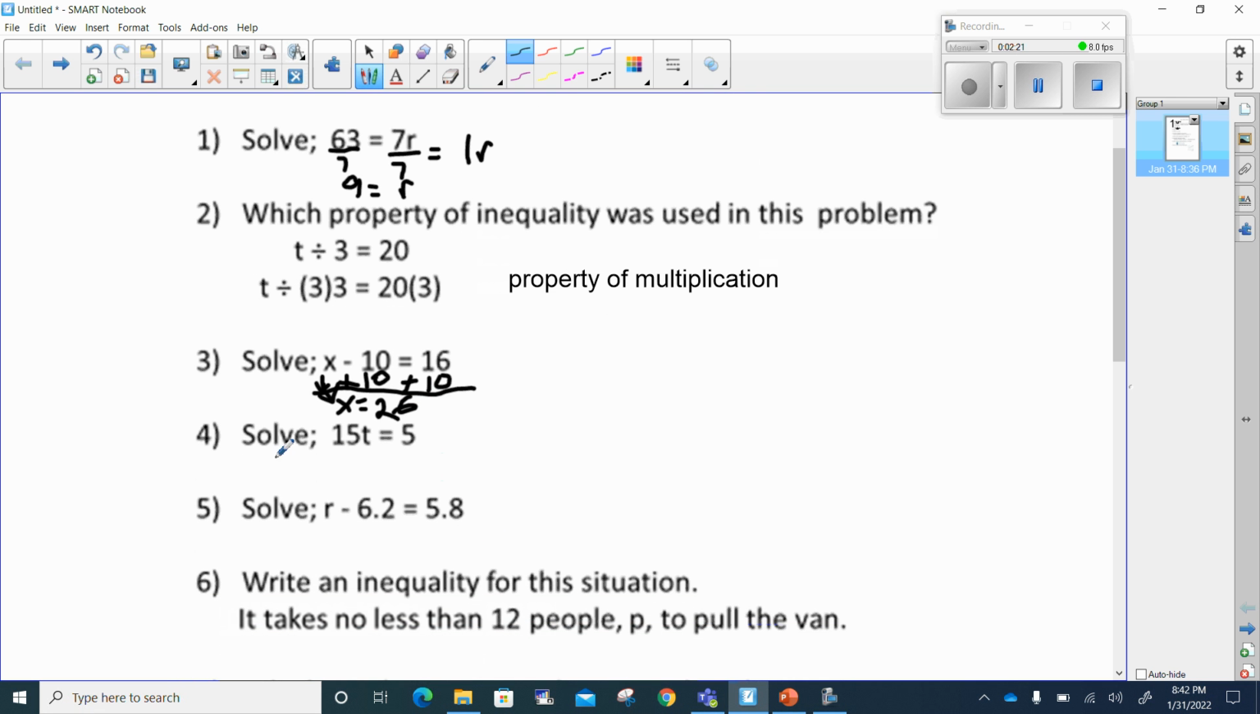Let's see, number 4, 15t equals 5. I need to separate 15 from t. So I will divide 15 away. Whatever I divide from one side, I divide from the other. At first glance, you might think this is 15 divided by 5, and that gives you 3, but it is not. Remember, it's the top number divided by the bottom number. So this is going to be 5 divided by 15.